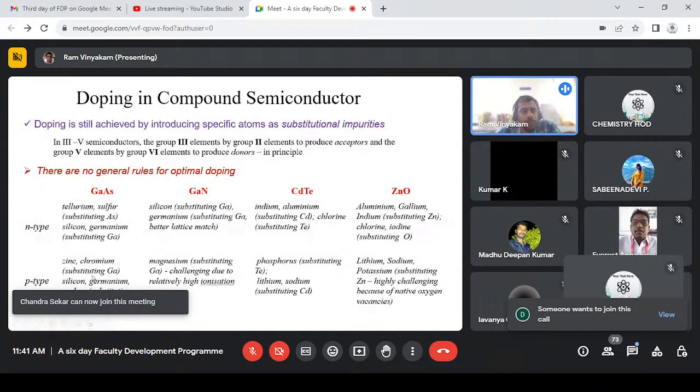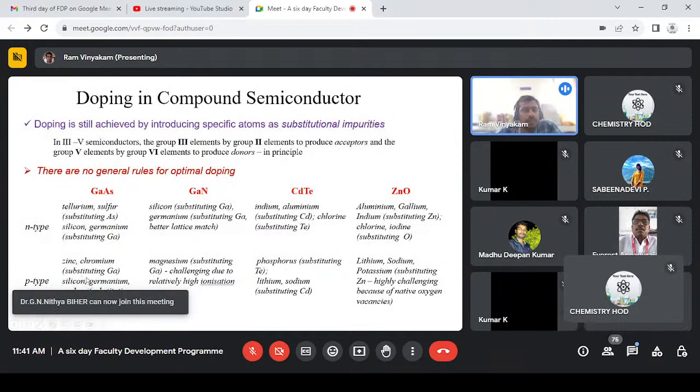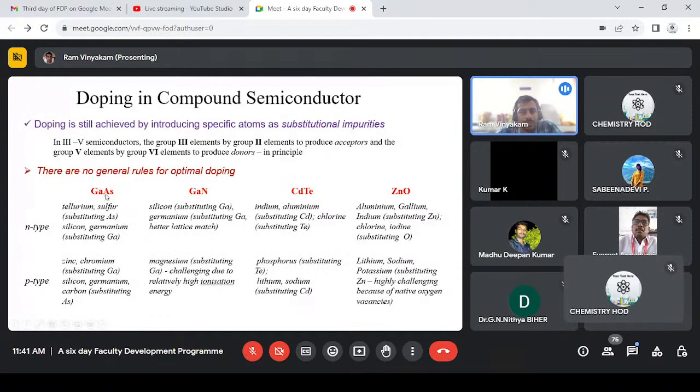In the case of P-type, if you take zinc or chromium and substitute gallium, then it will show excess holes, or P-type character. Whereas if you take silicon or germanium or carbon and replace arsenic, then you can have a P-type. Then there comes a challenge: how to specifically locate the site in terms of growth? There comes the growth procedure. You have to have a lot of variations, and you have to optimize a particular condition.